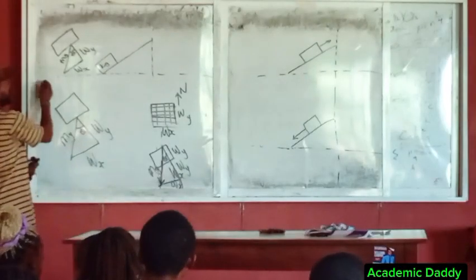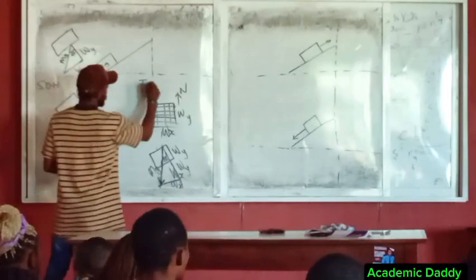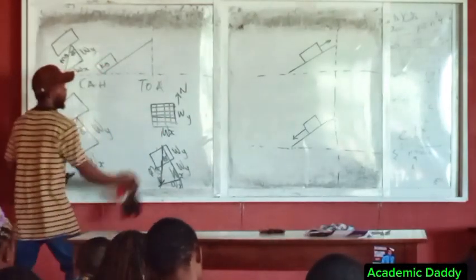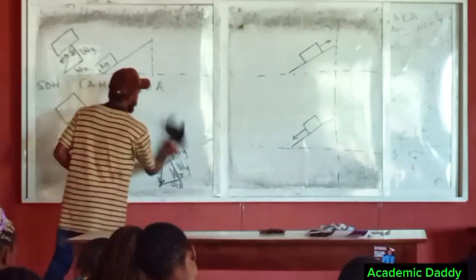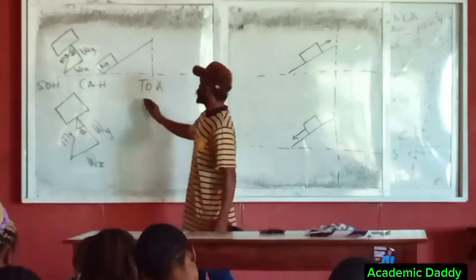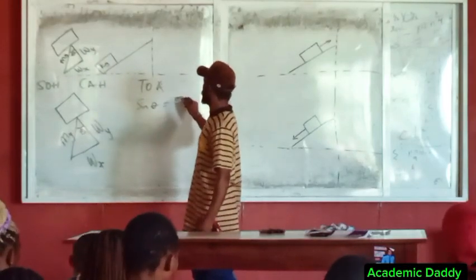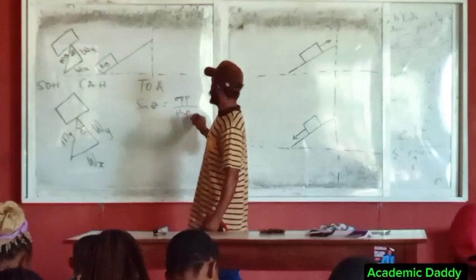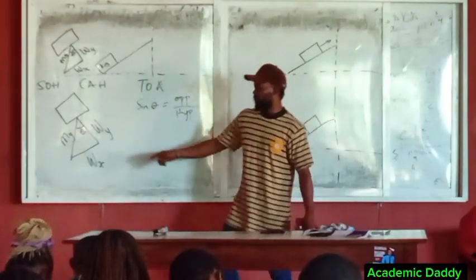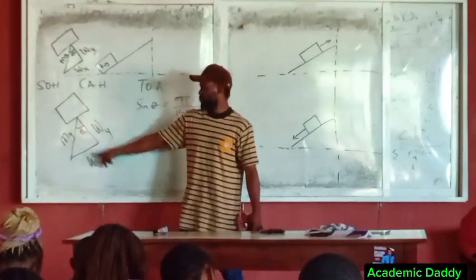So at this point, you use the SOCA tool, so that you are not just guessing. When it is sin theta, we know we are dealing with opposite over hypotenuse. So sin theta is going to be equal to opposite over hypotenuse. Now, the opposite side of this triangle is the side facing the theta. Is it not true?